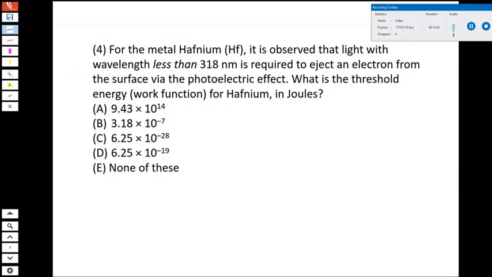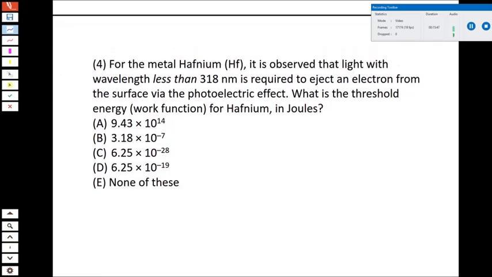All right, this one is also related to photons and photon energy, but it's in the context of the photoelectric effect. So if we have the metal hafnium, we observe that light with wavelength less than 318 nanometers is required to eject an electron from the surface via the photoelectric effect. So we want to know what is the threshold energy, sometimes called the work function, for this metal in joules. This is worded in a more complicated way, but essentially it's the same type of question.